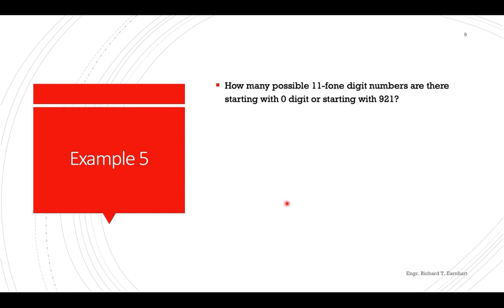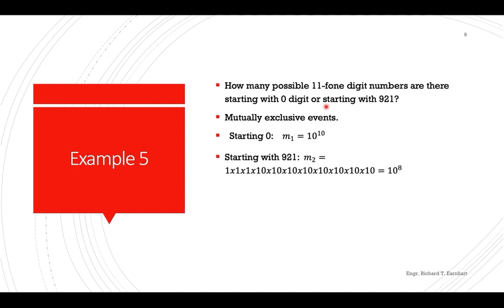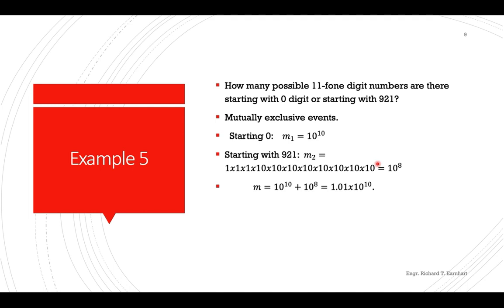Let's have example number 5. How many possible 11-digit phone numbers are there starting with 0 or starting with 921? Or indicates the addition rule. Those numbers starting with 0 and those starting with 921 are mutually exclusive events, so no common numbers. Starting with 0, you have one choice for the first digit and then 10 for the remaining 10 digits, so 10 to the 10. Starting with 921, you have one choice for the first 3 digits, and then 10 for the remaining digits, and that is 10 to the 8. So the total will be the sum, which is 1.01 times 10 to the 10.